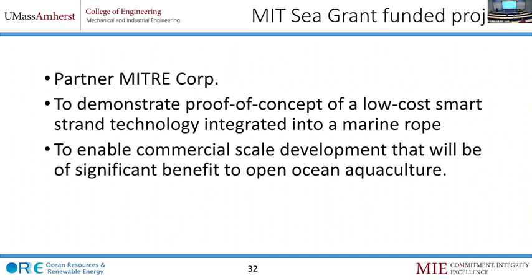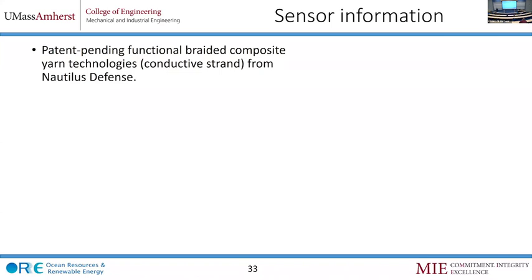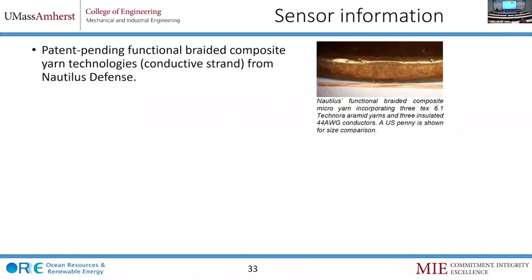And the idea is to integrate smart strand technology into a marine rope. This is done in collaboration with Microcorp, based just outside Boston. What we are doing is taking some composite strands which are used for military and other applications, right? That's like textile type material. And you see in the picture there, that's the thickness of a penny, and this is the strand. So that's how thin it is.